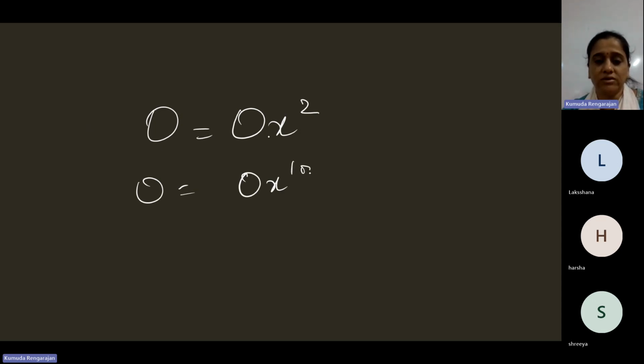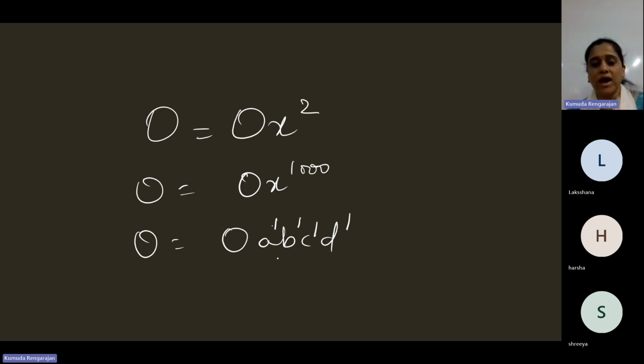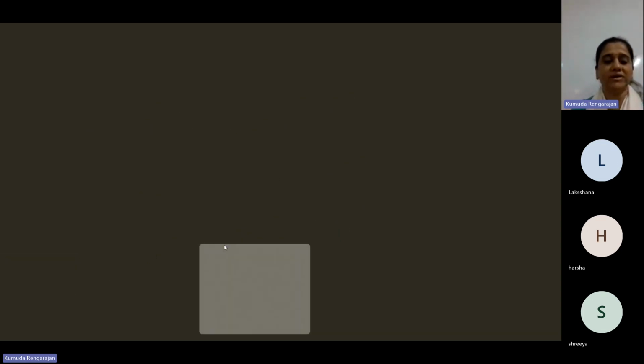But for 0, 0 can be written in many ways. 0, 0 x squared, 0, 0 x to the power 1000, 0 is 0 ABCD. Now, when it is ABCD, the power of A is 1, the power of B is 1, the power of C is 1, the power of D is 1. So add all the powers, 1 plus 1, 2, 3, 4. The power is 4, so the degree is 4. Here the degree is 4, here the degree is 1000, here the degree is 2. So the degree of 0 is not defined because you have many answers.